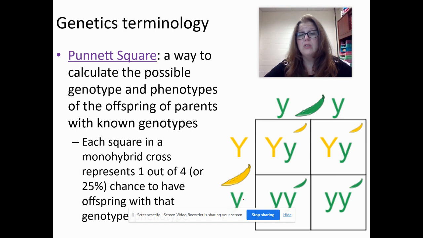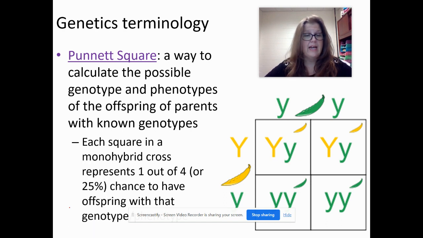So for these two parent plants, there is a 2 out of 4 or 50% chance to have heterozygous, big Y, little y, or yellow, because remember, they only need one dominant allele. So 50% chance that these two parent plants are going to produce yellow pod offspring, and a 50% chance, or 2 out of 4, or 1/2, to have green offspring. There is a 0% chance of having homozygous dominant because it's not in the squares. So if it's not there, it's not a possibility.